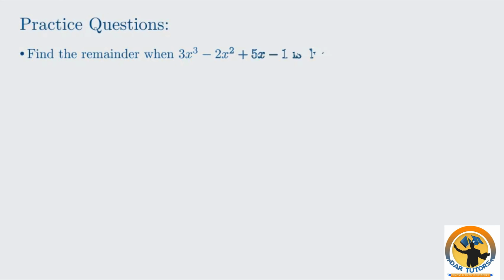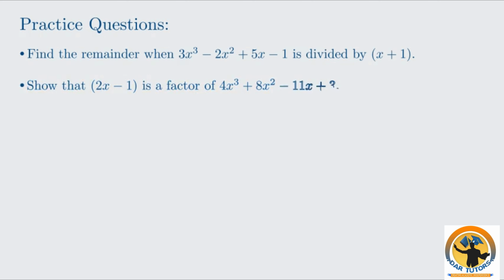Now it's your turn to practice. Here are 5 questions for you to work on. Question 1. Find the remainder when 3x cubed minus 2x squared plus 5x minus 1 is divided by x plus 1. Question 2. Show that 2x minus 1 is a factor of 4x cubed plus 8x squared minus 11x plus 3. Question 3. Fully factorize the polynomial x cubed minus 2x squared minus 5x plus 6.